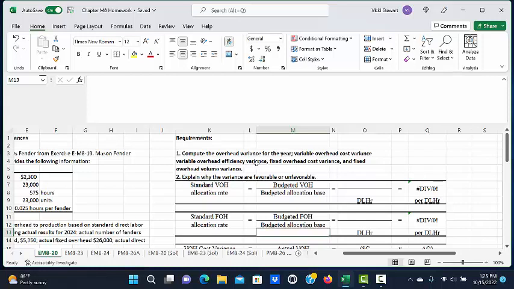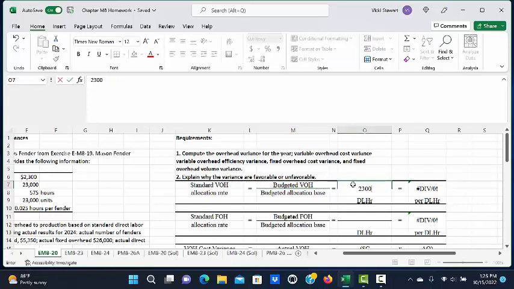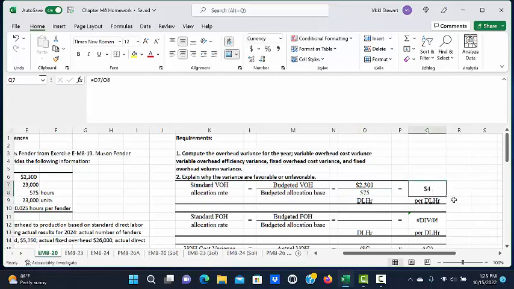So the first thing we're going to do is compute the standard variable and fixed overhead allocation rate. So to do that, we take the budgeted variable overhead of 2,300, and we would divide that, since it said that it was allocated based on direct labor hours, by the budgeted direct labor hours of 575. And that gives us $4 per direct labor hour for the standard variable overhead allocation rate.